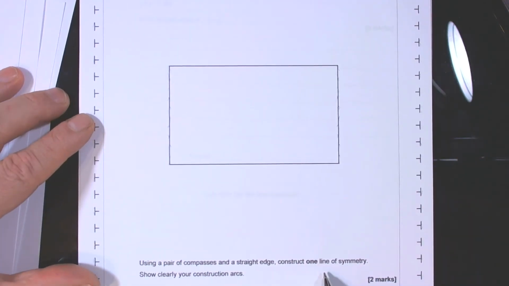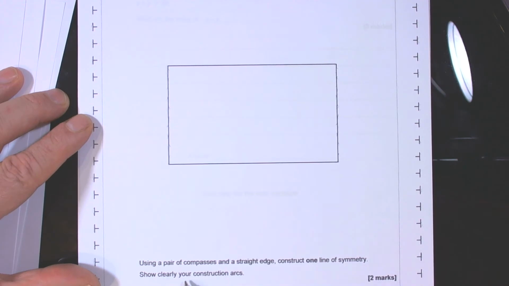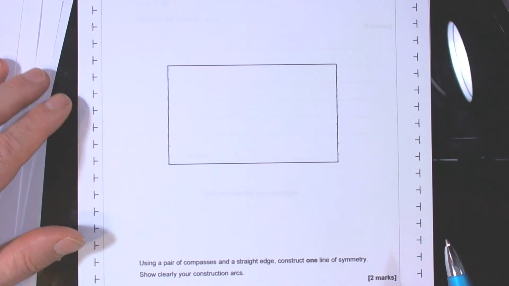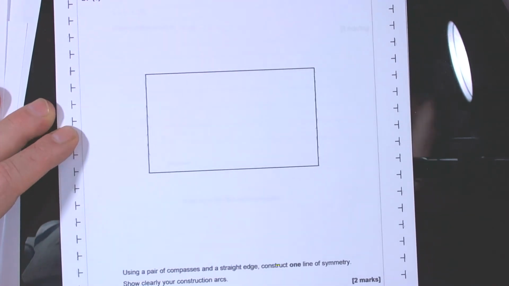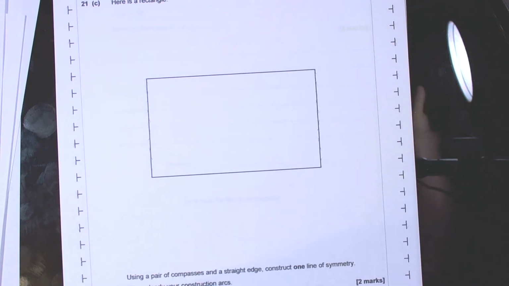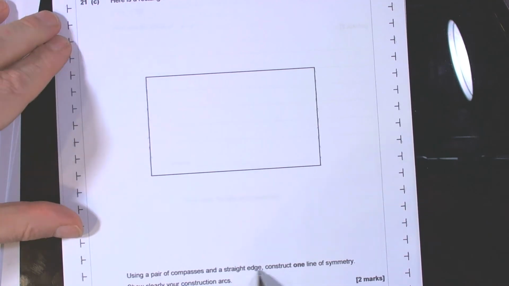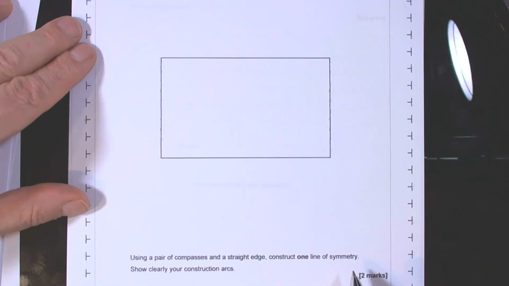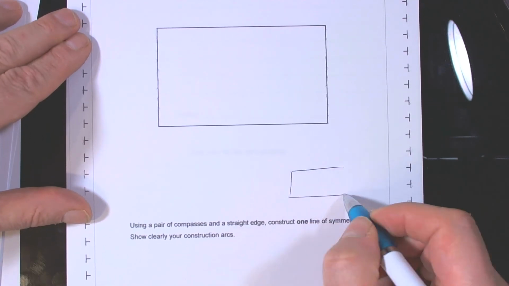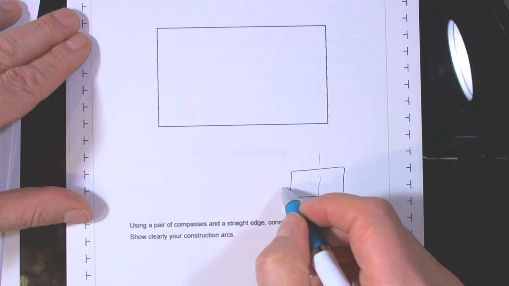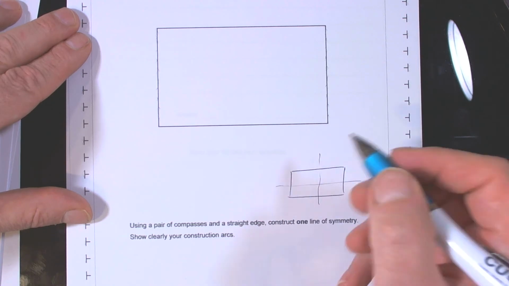Use a pair of compasses and a straight edge, construct one line of symmetry, showing clearly your construction arcs. Okay, so I don't think I've got any compasses quickly at hand. Nope, I haven't. Okay, I'll just talk you through that. So we know the line of symmetry from a rectangle. This question says it's a rectangle, so we know that the line of symmetry can either be down there or across there. So we can draw either of those.